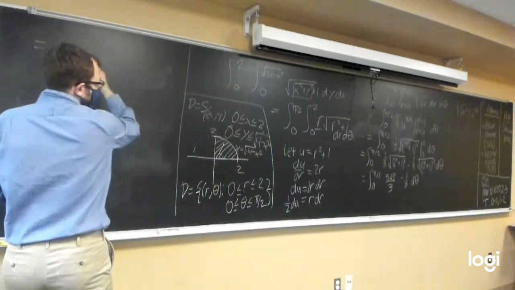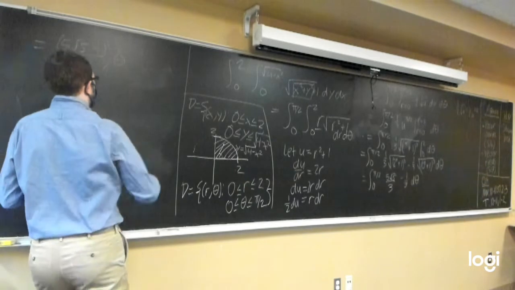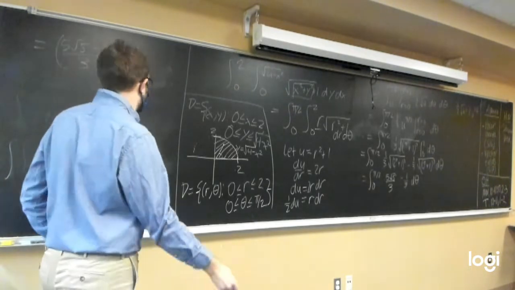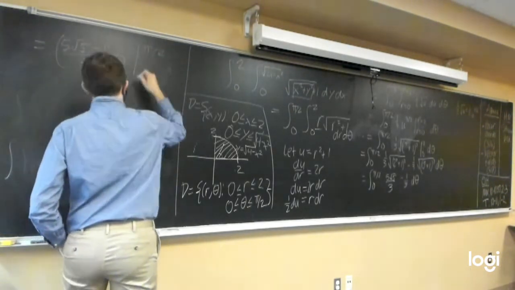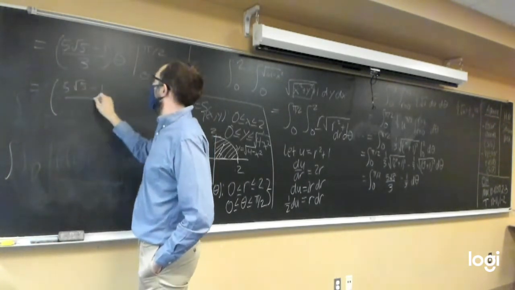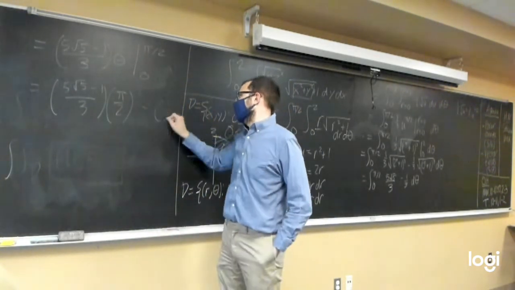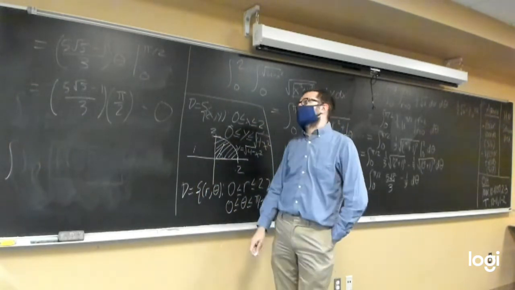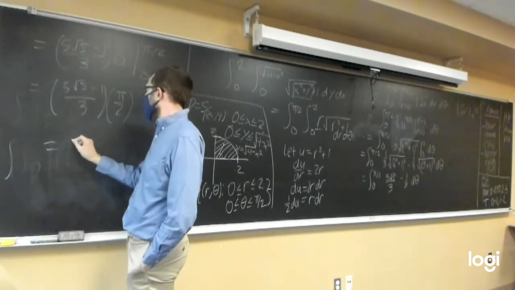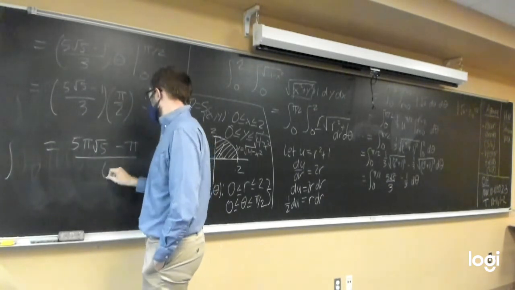So that'll give us 5 root 5. I'm just going to combine it into a single fraction. 5 root 5 minus 1 all over 3 times theta, where theta is evaluated from 0 to pi over 2, which is going to give us 5 root 5 minus 1 all over 3 times pi over 2, and then minus a term that'll just become 0 because we're going to multiply it by 0. And then I believe our final answer will be 5 pi root 5 minus pi all over 6.